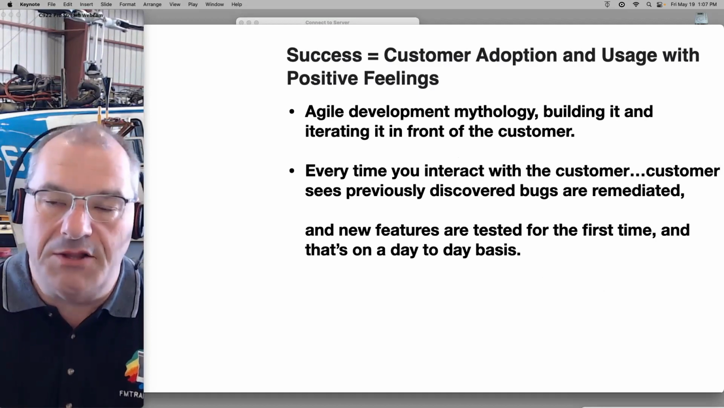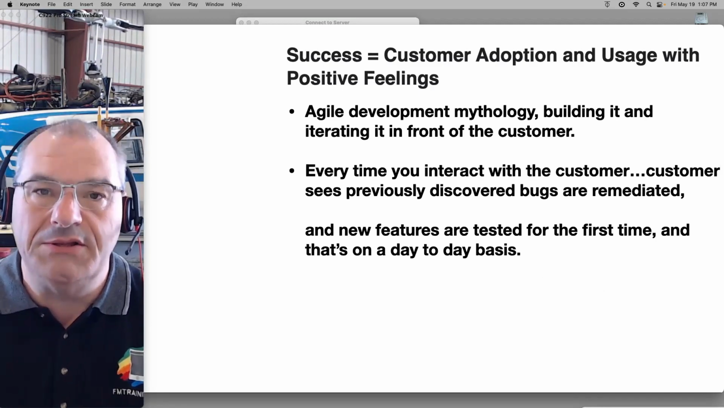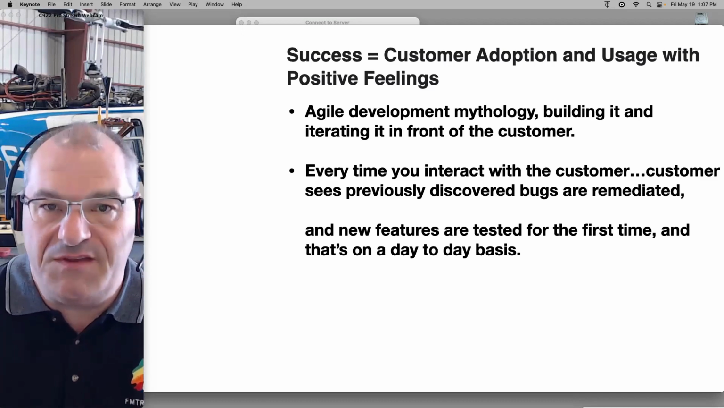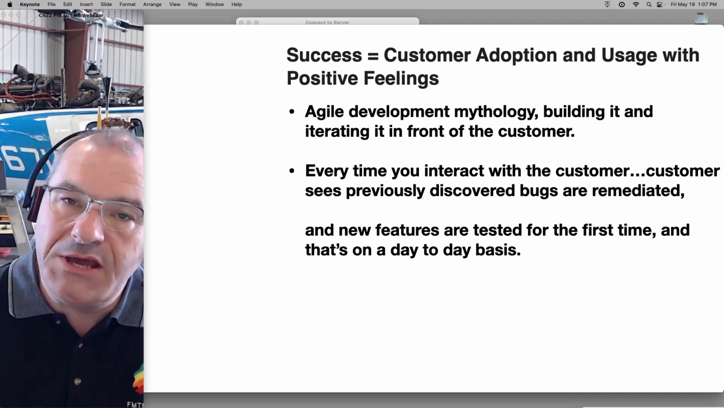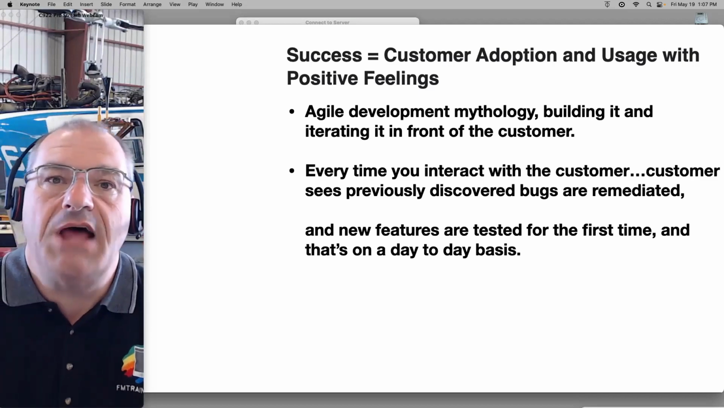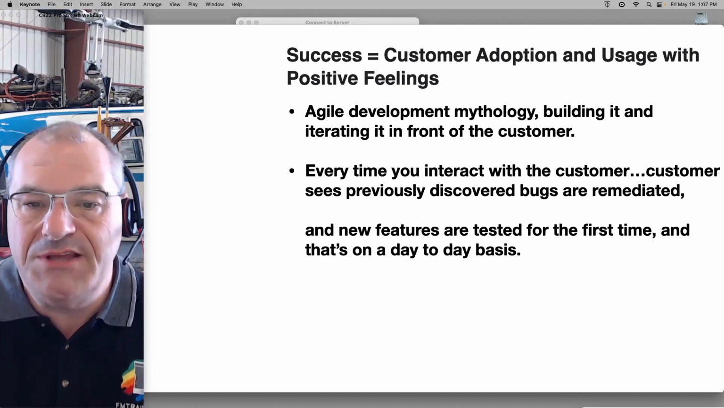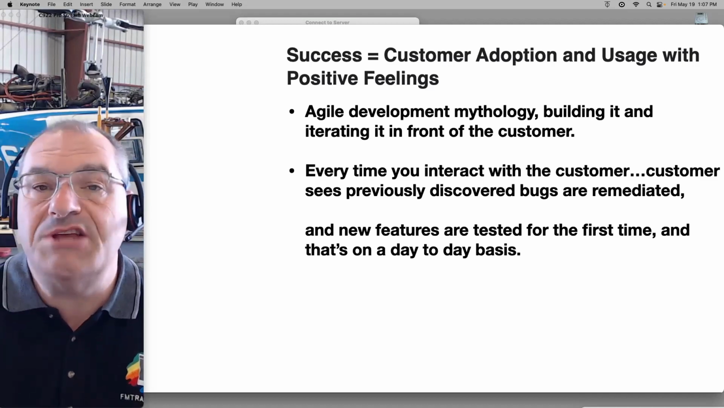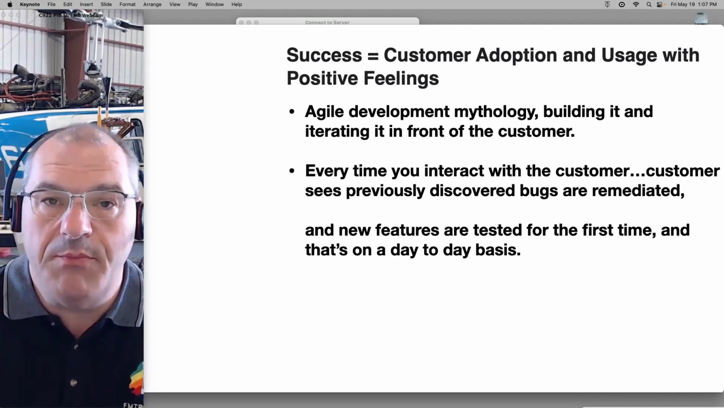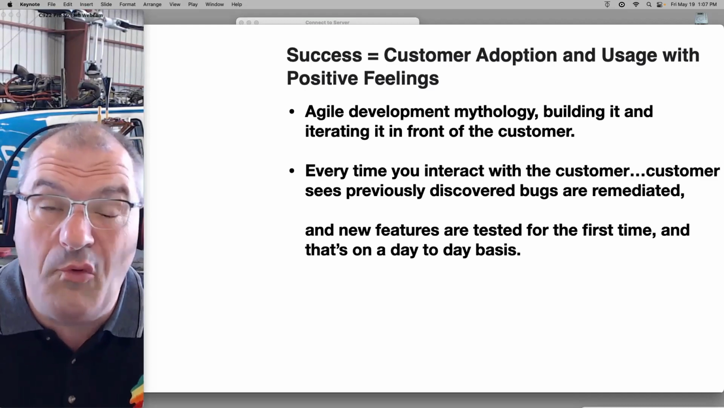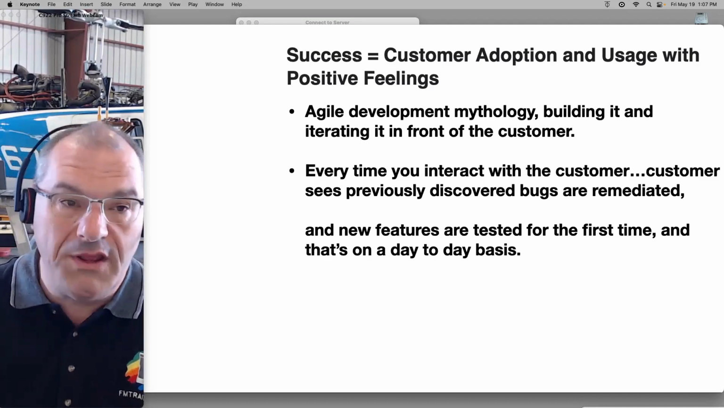Agile development methodology, right? Customer-facing agile development methodology. So you build the first crack of this application, you get it in their hands. And every time you interact with the customer, and I've been personally doing this these last 2 or 3 weeks, the customer sees previously discovered bugs that you've corrected and remediated. They're also going to see new features and capabilities that you haven't built before for them, new things, right? In fact, that already happened this morning here with these guys.